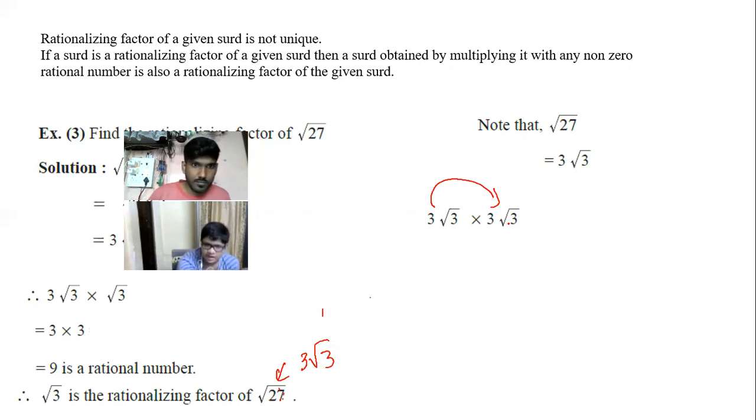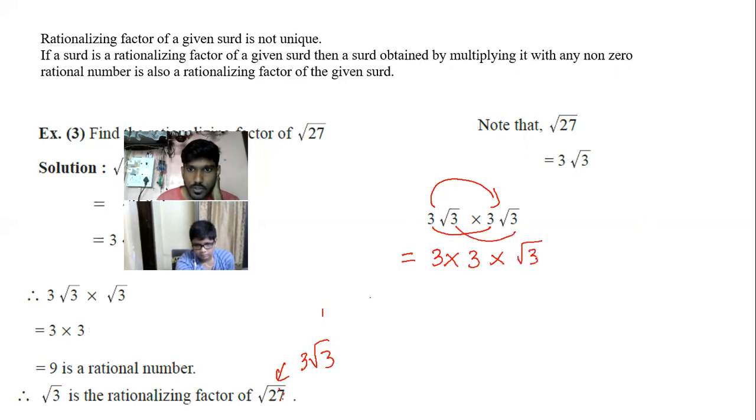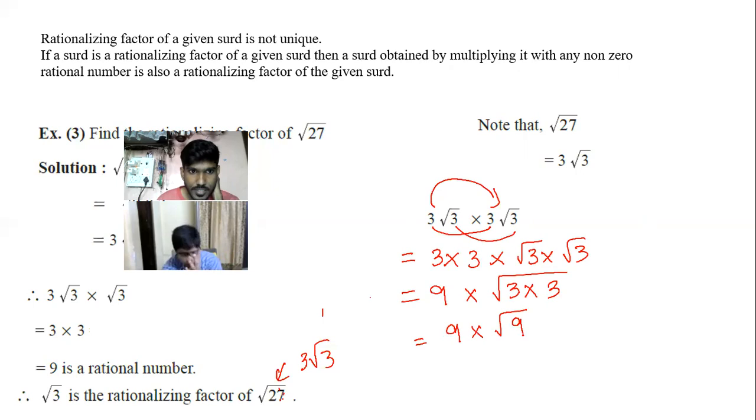The answer will be 9 root 3. Let's do the calculation: 3 root 3 into 3 root 3. First, we'll multiply this 3 and 3, write it together. 3 into 3 is 9, and now root 3 into root 3. So this is 9, and here you can take the root common, so it will be 3 into 3. So 9 into root of 9. Correct?